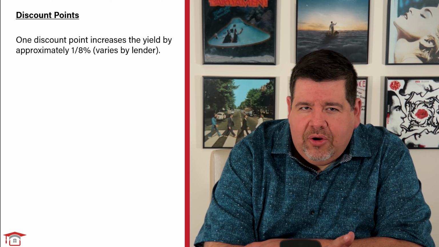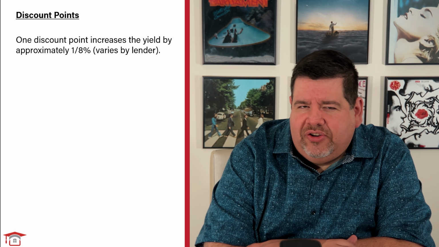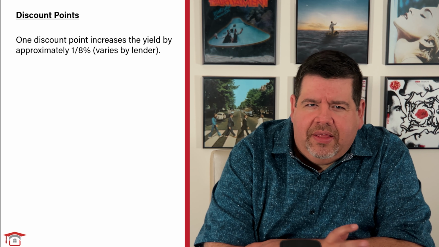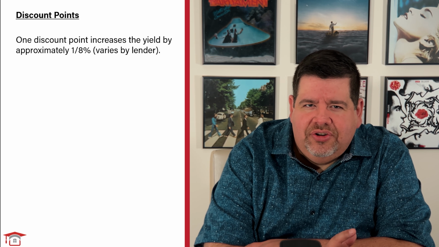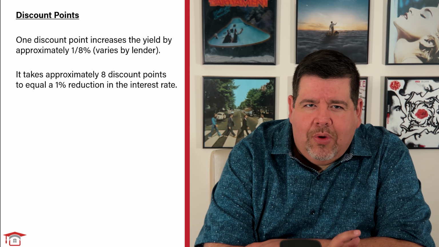So one discount point increases the yield by approximately 1/8%. So it's not a one-for-one situation. It varies by lender, but the standard is usually that. So it takes approximately 8 discount points to equal a 1% reduction in your interest rate. Okay, so in our example, the difference between the advertised rate and the target rate is 0.25%, or 1/4%. So to make up the difference, they offer you 2 discount points.